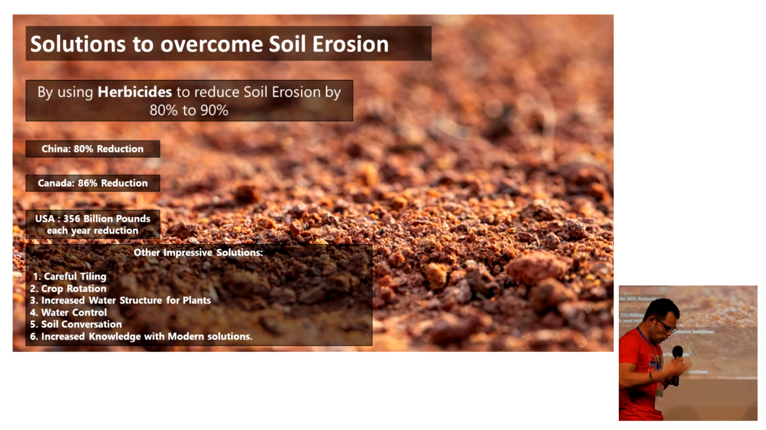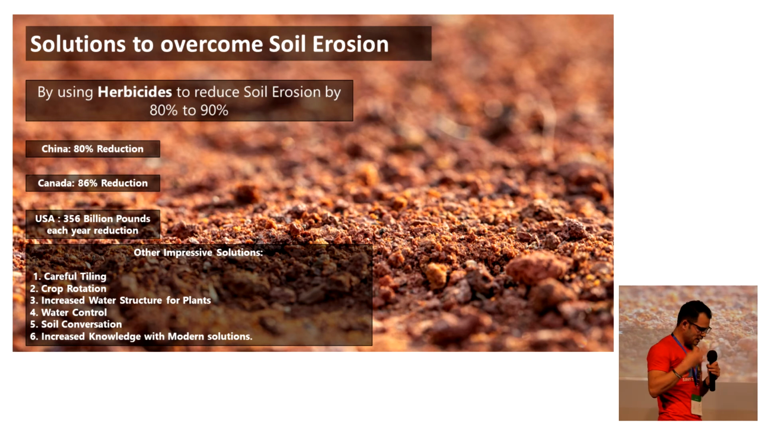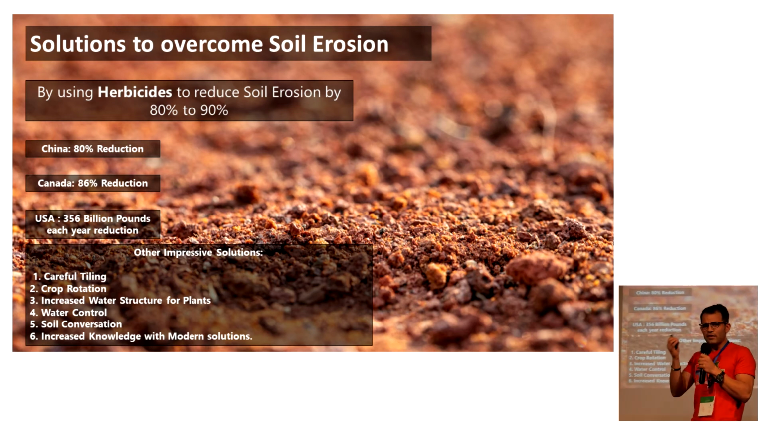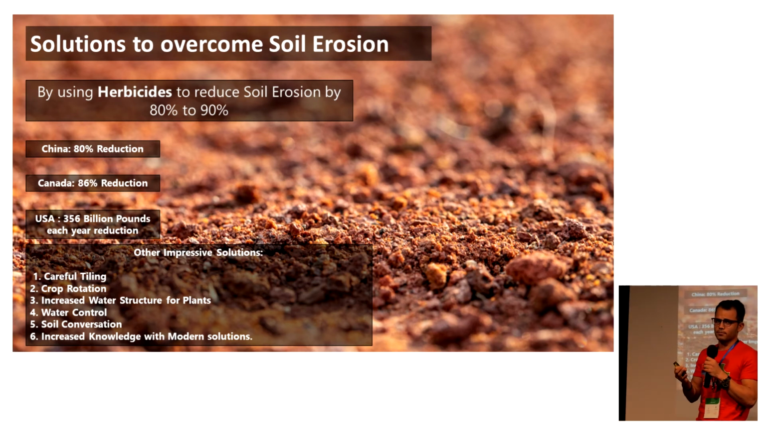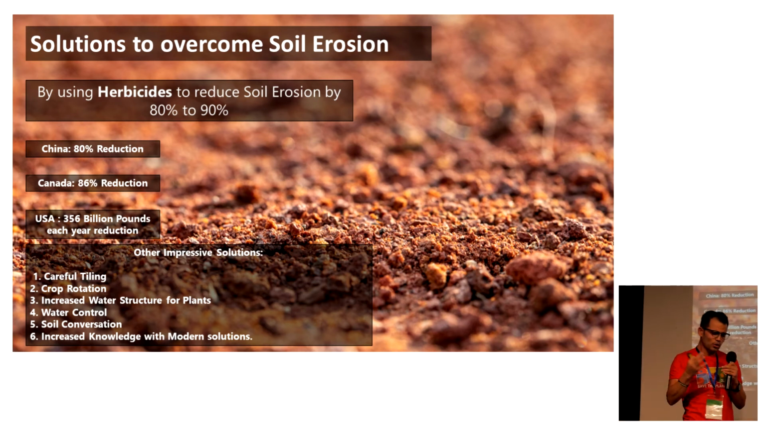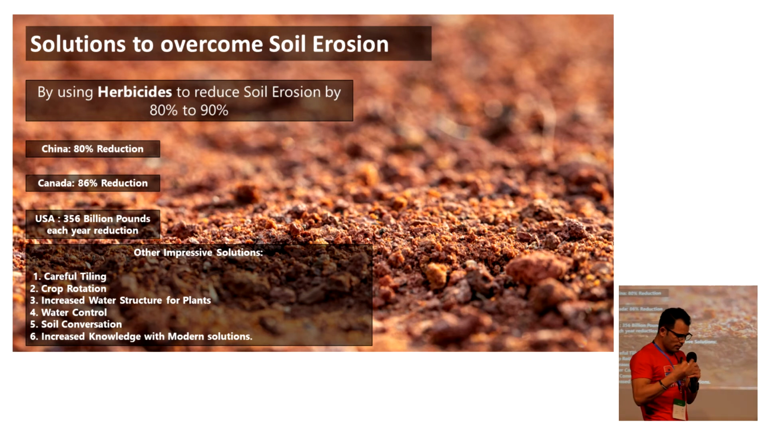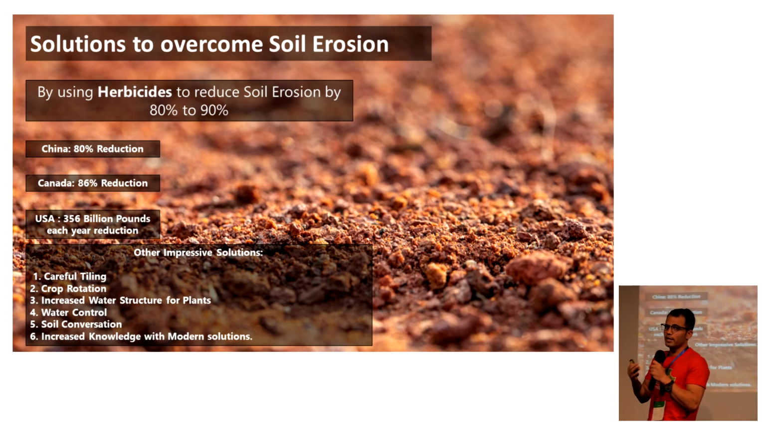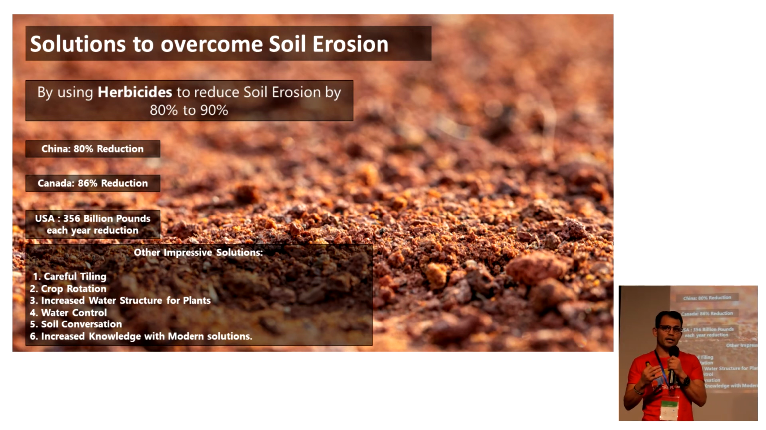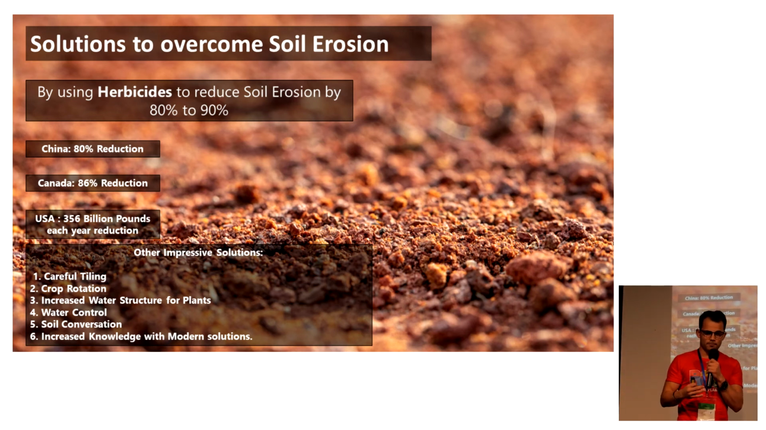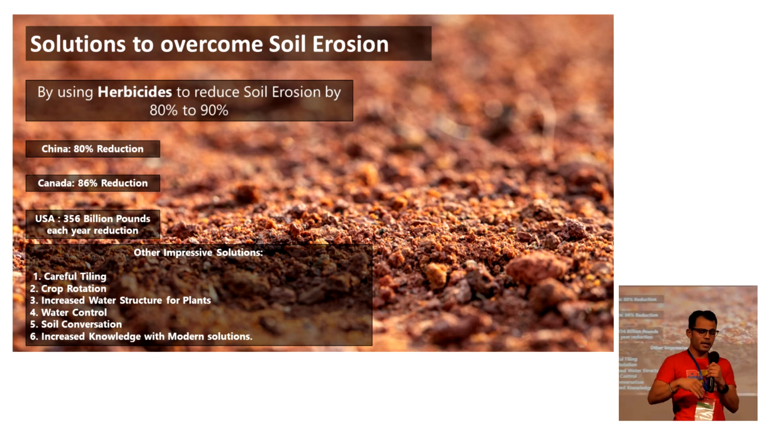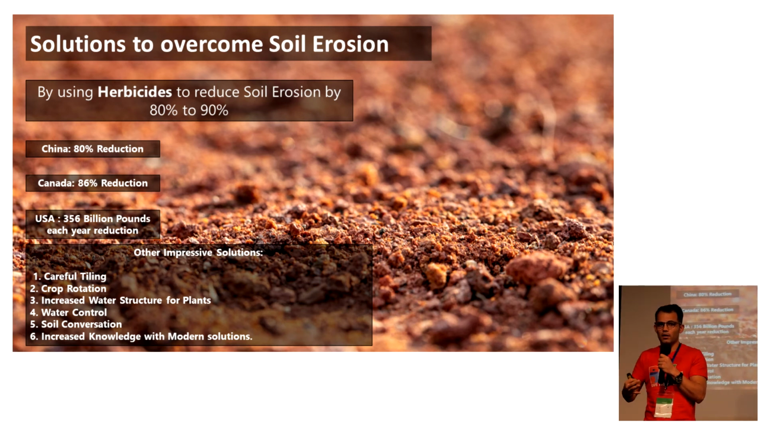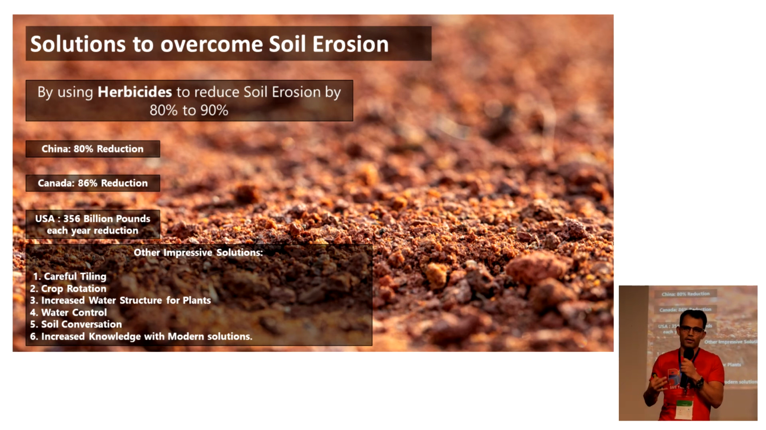So when it comes to the solution, we should adopt methods which emphasize reinforcing the soil structure. There are several solutions, but one of the best, I guess, is herbicide, by which we can reduce soil erosion by 80 to 90%. And this has already been applied in Hungary, but if we apply it at a large scale, we can save a lot of land.